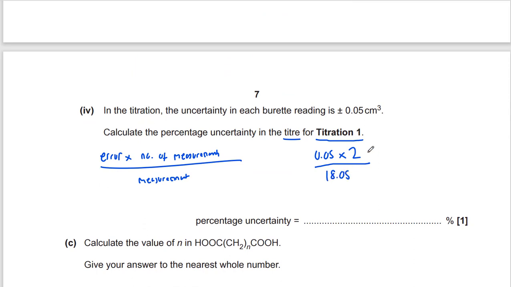Put that in the calculator. Remember, that will give you a decimal. You need to times it by 100 to get a percentage. Make sure you do times by 100. If you don't, then you will lose the mark because you're not giving the percentage, you're giving the decimal, which is not the same thing. If you do all that, you should get 0.55. Okay, if you know the equation, it's a nice straightforward value.